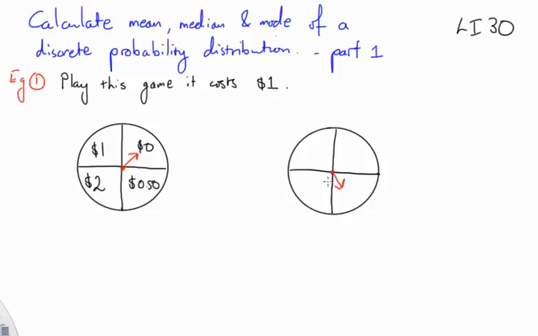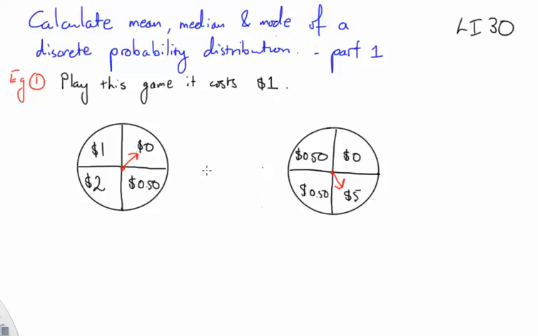Alright, let's look at this one. If you land here, you get 50 cents back. If you land here, you get nothing back. If you land here, you get $5 back. That's quite nice. And if you land here, you get 50 cents back.